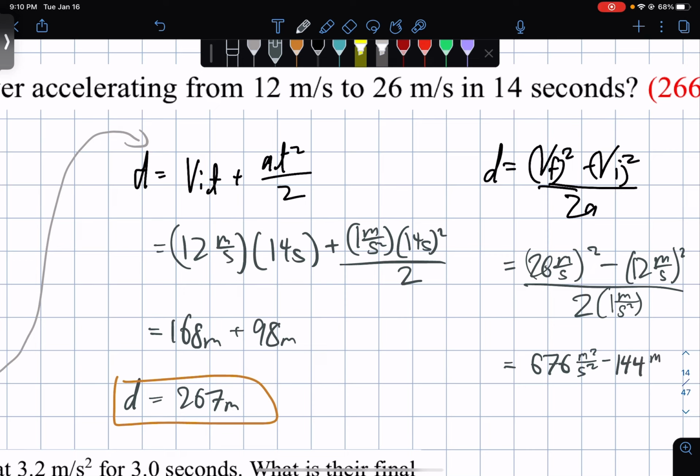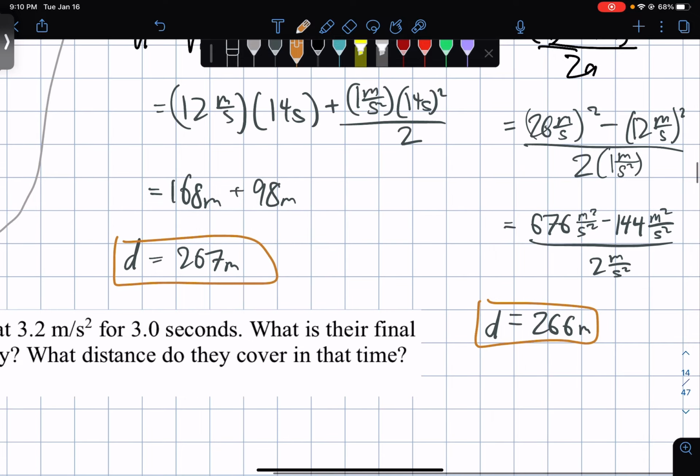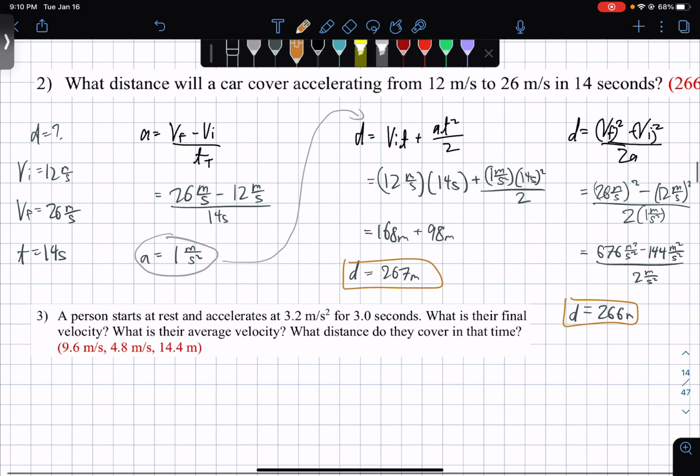144. And then we have 2 meters per second squared. 676 minus 144 is 532. Divided by 2, we have 266. And then cancel the values. Second squared and 1 meter will cancel out, so we remain with the other meter, since those 2 meters construct a raised to 2.